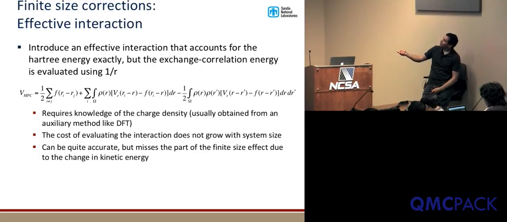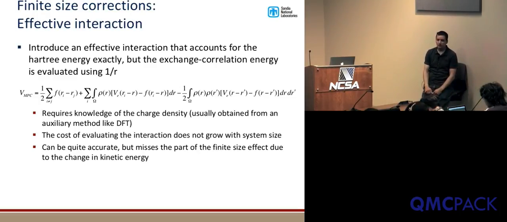But for the Hartree part, so this is the direct charge part, I can analytically figure out what this error should look like. So the way this interaction works, it replaces your Coulomb interaction with a screened interaction that takes into account the errors that come from the Hartree piece of this two-body finite size effect. So it requires previous knowledge of the charge density. So again, we're typically going to use DFT to get that.